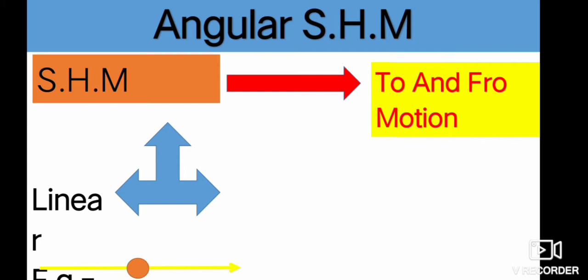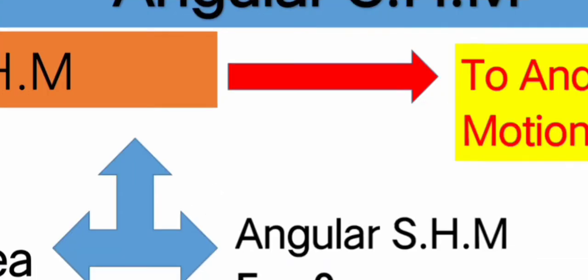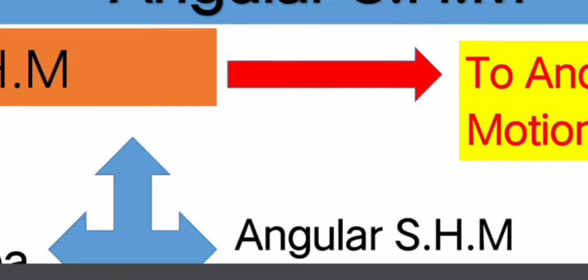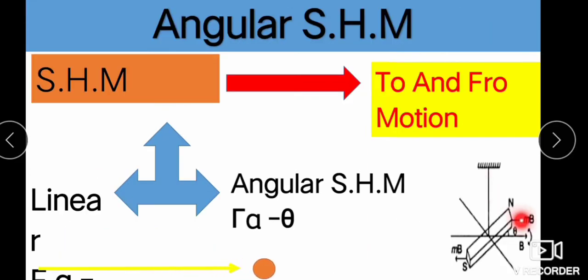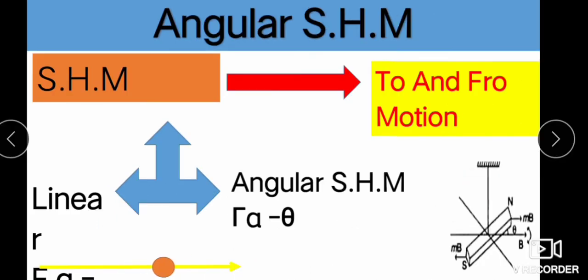We have studied that a simple pendulum performs to and fro motion about the mean position in a straight line path, and this is known as linear SHM. When a magnet is pivoted and placed in the magnetic field, then it will perform motion about the mean position which is similar to rotation, and such type of angular to and fro motion is known as the angular SHM.